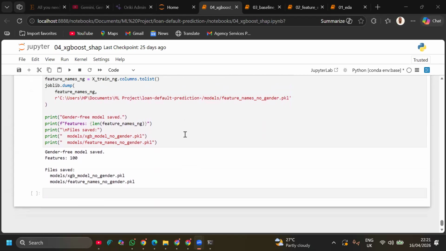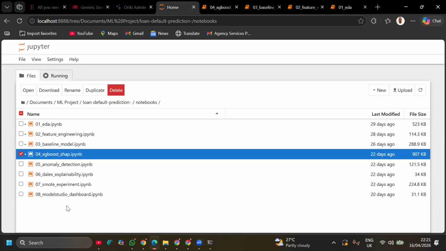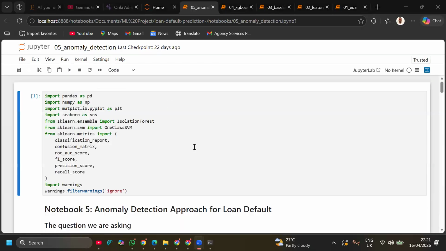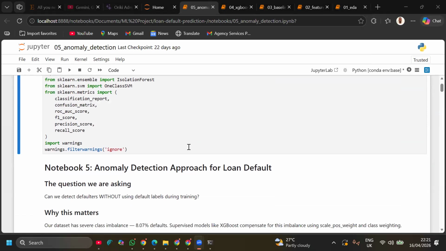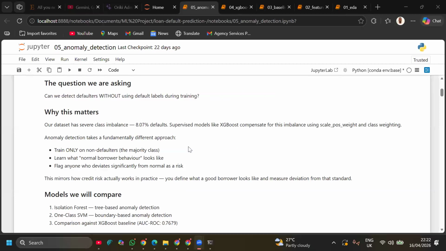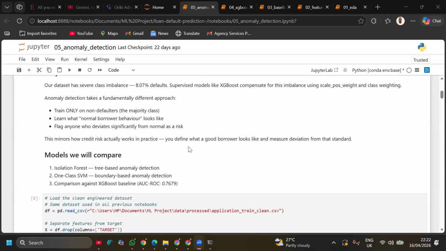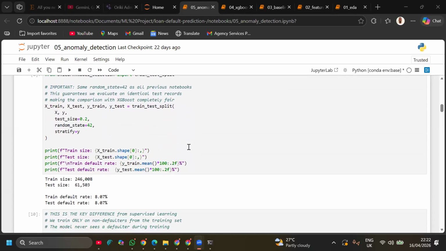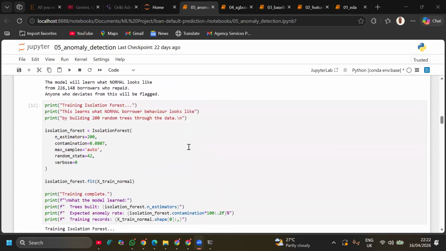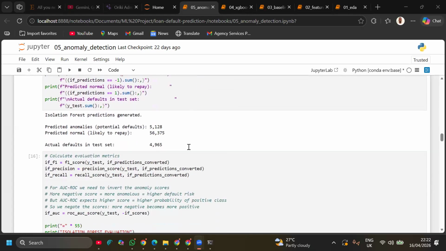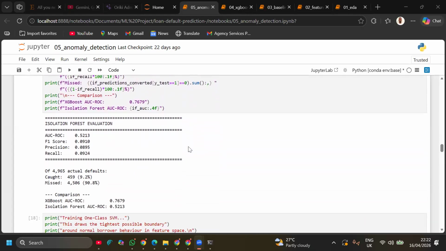Okay, so let me take us to the anomaly detection. So we actually look at other models. We also looked at models like the SVM and the isolation forest to see if they will perform much better than the XGBoost. But after training these models, it was noted that they actually perform worse.